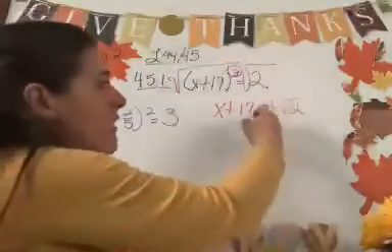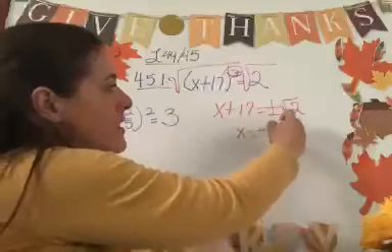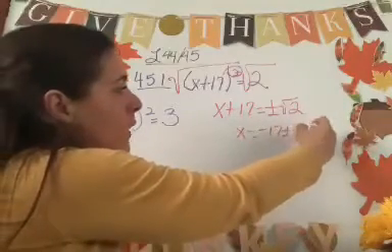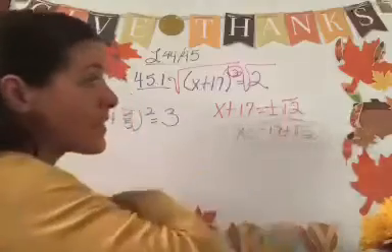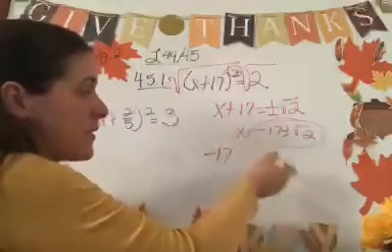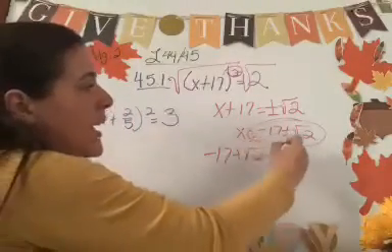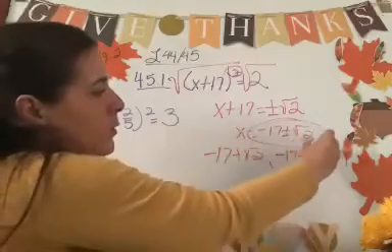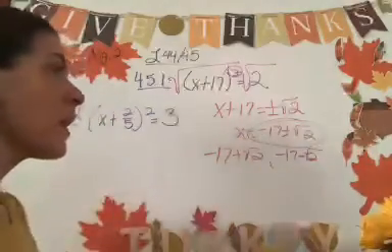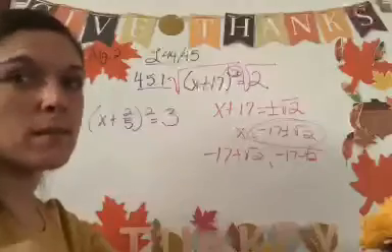We're going to move over the 17, so we have x equals negative 17 plus or minus the square root of 2. And that's literally your answer because it's this. Negative 17 plus the square root of 2 and negative 17 minus the square root of 2. Do you need to check that? Not something like that. It's ugly.